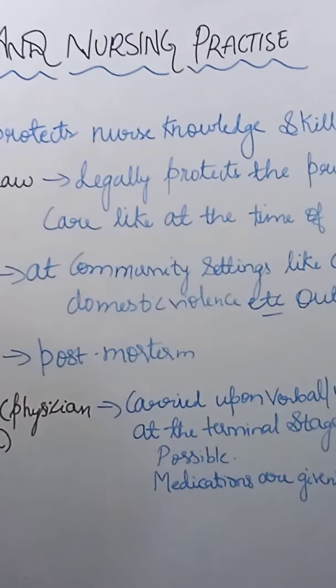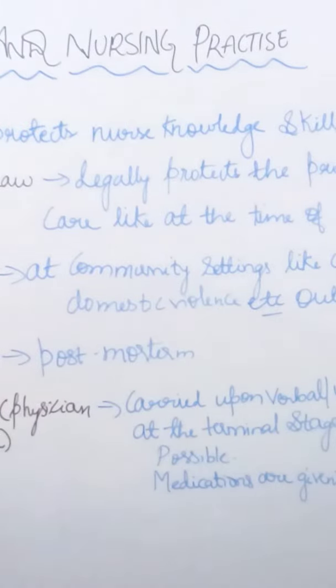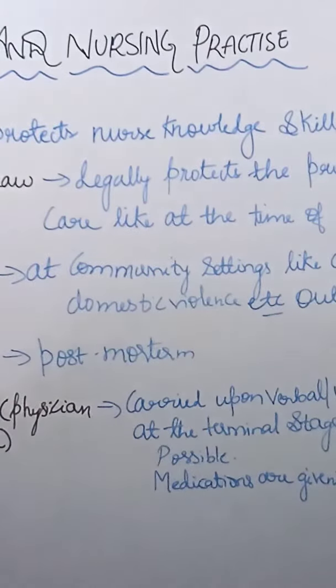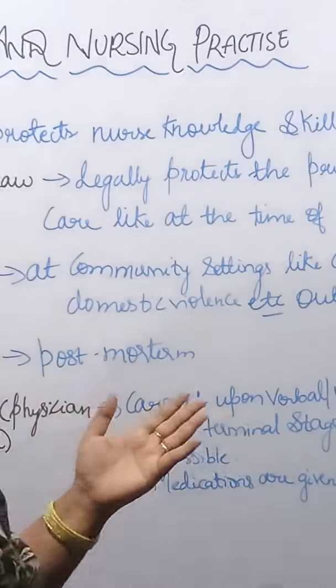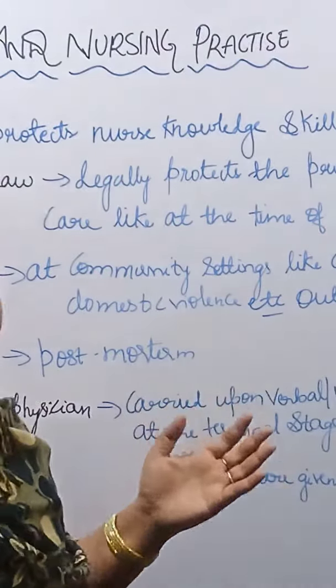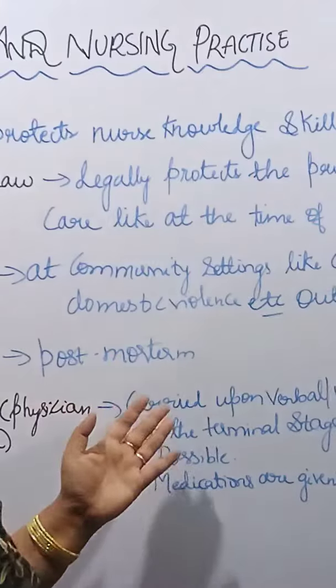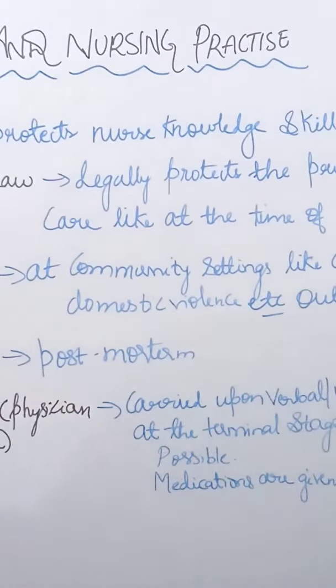So next is the public health law. What is it? Just as the name suggests, it is related to the public. It is carried out in community settings, like child abuse, elderly abuse, domestic violence, etc., or at the time of outbreaks.